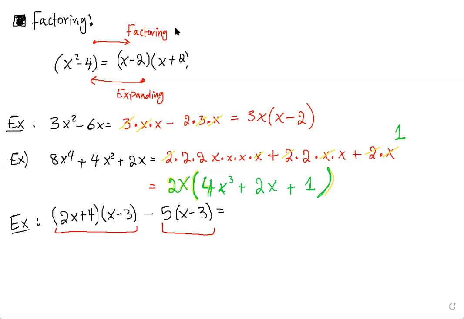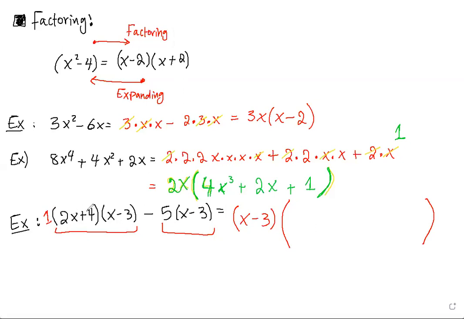So here the greatest common factor between this term and this term, we're looking for what is similar between the first term and second term. It looks like x minus 3. What about the numbers? 5. We don't have numbers, we have 1. So the greatest common factor between 1 and 5 is 1. So the answer is x minus 3. We open parentheses.